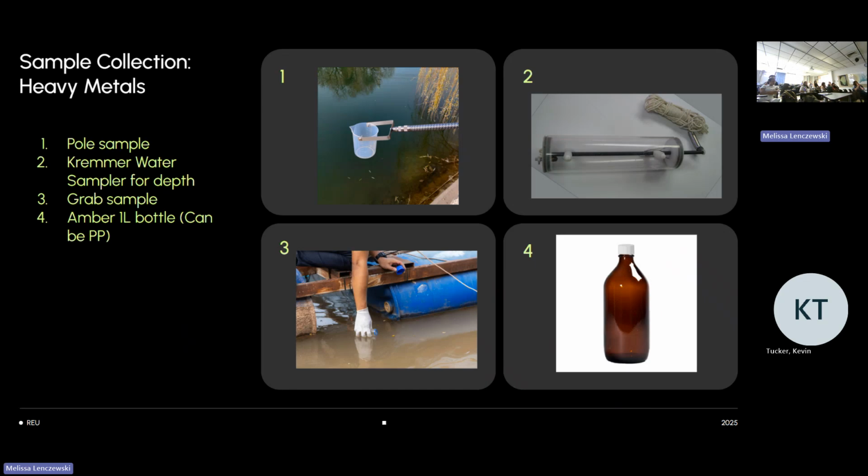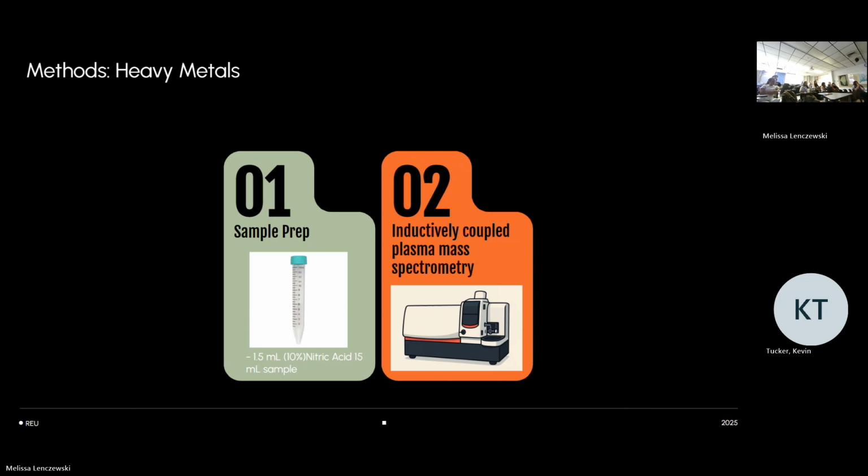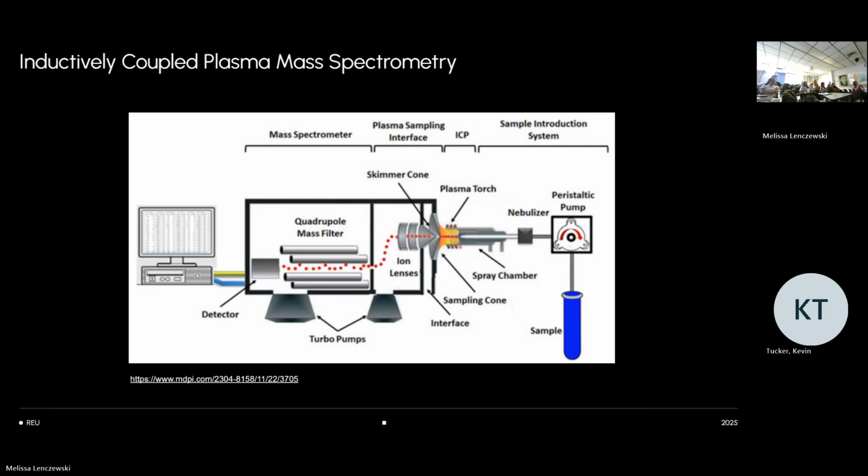And then for the heavy metals, it's going to be similarly the same for the sample collection. But for the sample prep, we're just going to put it in the 15 ml centrifuge tube, and we can store this with 1.5 ml of nitric acid. And this can be stored for a while. And then we're going to use the ICP-MS system. This is what's kind of going on in that.